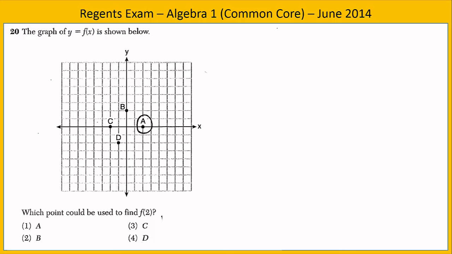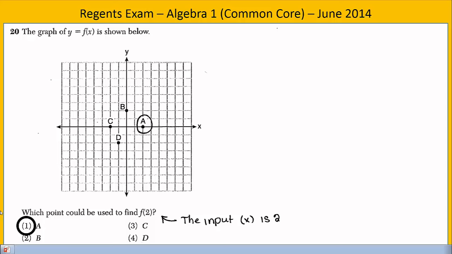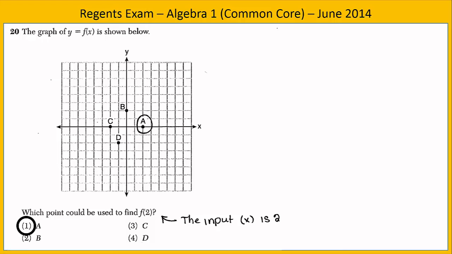In problem 20, we're given the graph of a function, y equals f of x. Which point could be used to find f of 2? 2 is the input, or the x value. If you look at the graph, you see point A has an x value, or an input of 2, and so point A is the point that you could use to find f of 2. And so the answer to this problem is choice 1.